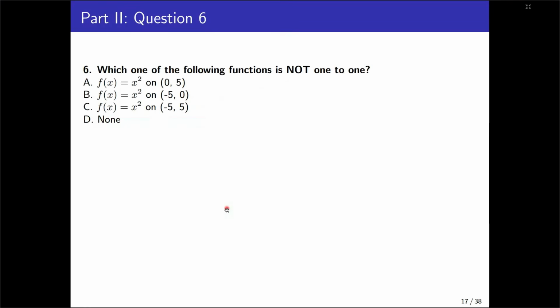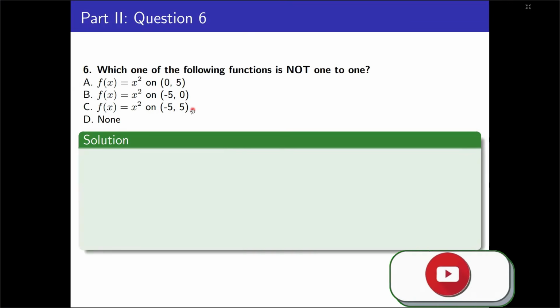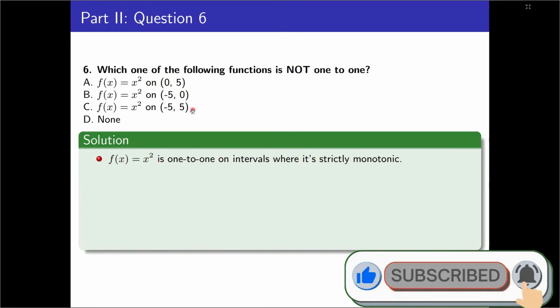Question number 6. Which of the following functions is not a one-to-one function? A, f of x is equal to x squared on 0 to 5. B, f of x is equal to x squared on negative 5 to 0. C, f of x is equal to x squared on minus 5 to 5. And D, none. So we have to remember the criteria for a given function to be one-to-one.